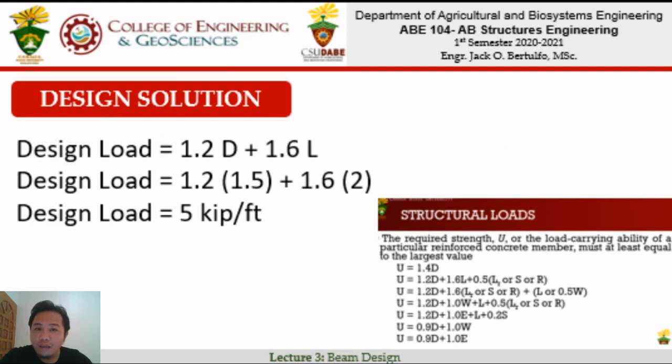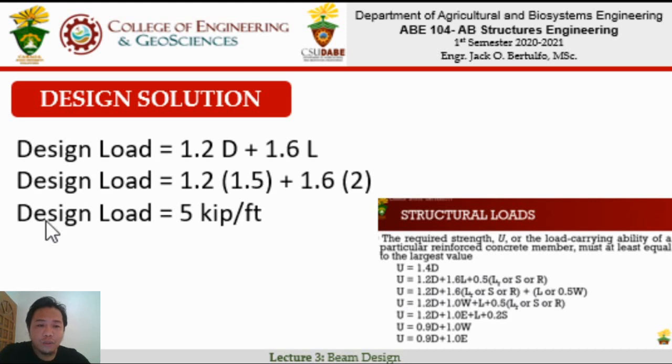The first thing to do is to calculate the design load. You recall this is from the presentation of structural loads. This is the possible combination of types of loads. We have the dead alone, we have the dead plus the live and snow or rain. But for this problem, there are only two, the dead and the live. So we will use this second formula, which is 1.2D plus 1.6L. We will neglect this 0.5 since we have no rain or snow load.